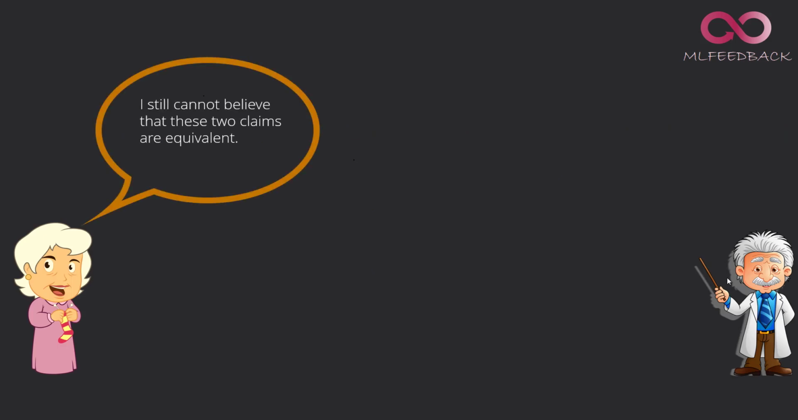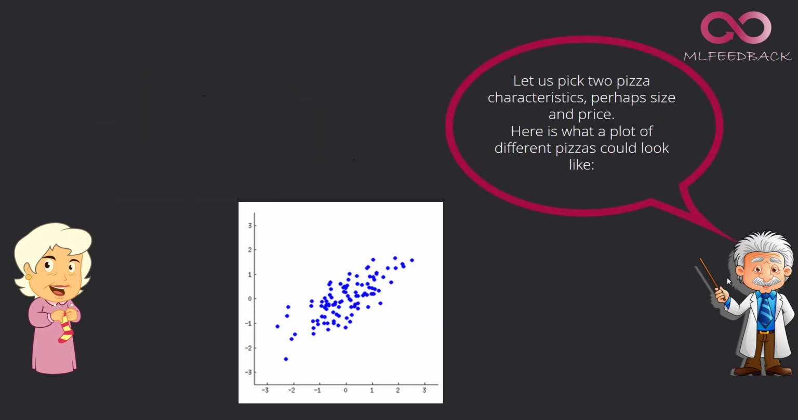Granny says, I still cannot believe that these two claims are equivalent. How can PCA come up with these new attributes that explain maximum variance and also result in minimal reconstruction errors? Albert says, let me explain with a drawing.